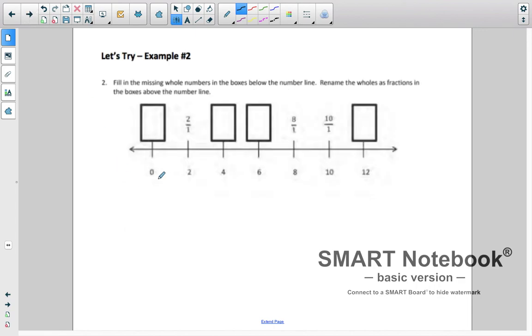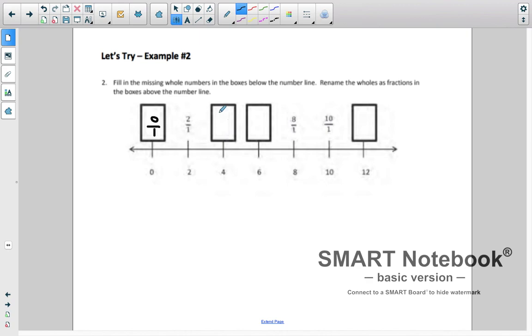Alright, so now it's our turn. So on our number line, we can see at the bottom that they're skip counting by 2. 0, 2, 4, 6, 8, and so on. So 0, the fraction for that is 0 over 1 is going to equal 0. Remember, anything over 1 is going to be a whole number. So they did 2 for us. 2 over 1 equals 2.